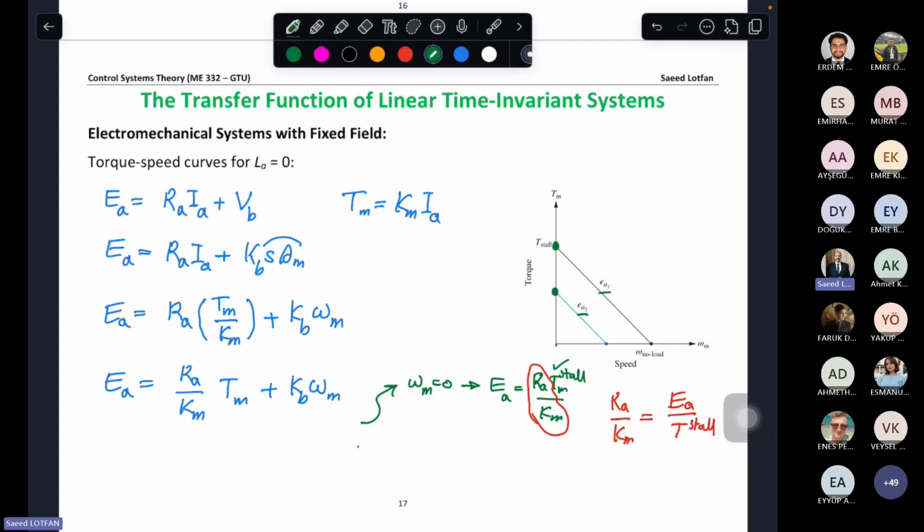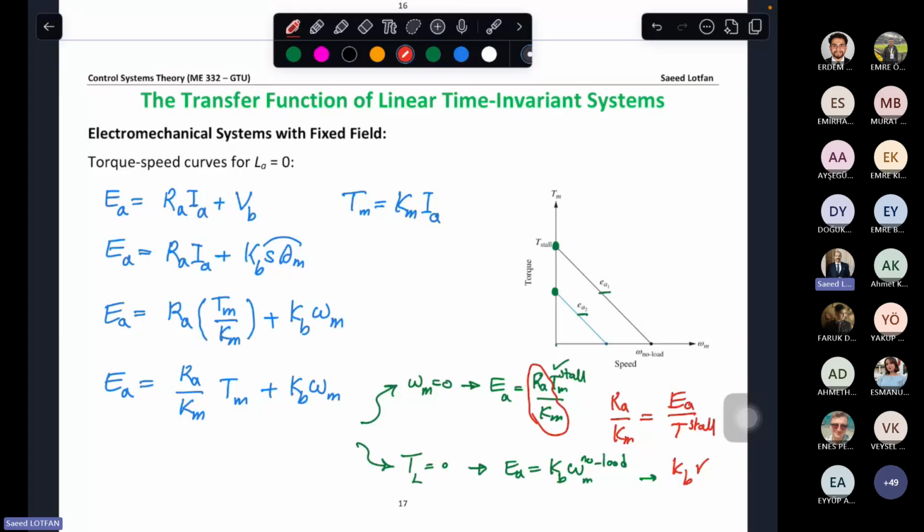And if I have experiments for the condition that torque is 0, torque 0 means that no load is on the motor and it's rotating freely, considering 0 friction. So in this case, I have EA equal to KB omega. What will be the omega? That's omega of the no load condition. And from here, I can find KB.